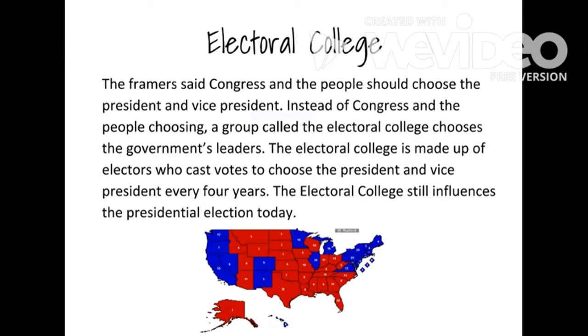Electoral College. The framers said that Congress and the people shouldn't choose the president and vice president. Instead, a group called the Electoral College chooses the government's leaders. The Electoral College is made up of electors who cast votes to choose the president and vice president every 4 years. The Electoral College still influences the presidential election today.